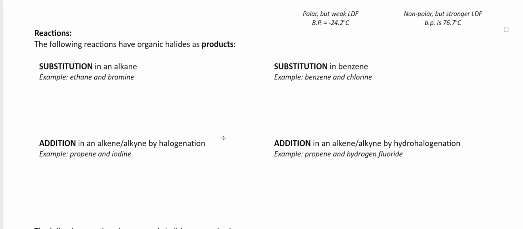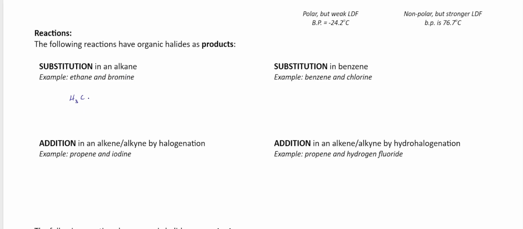Let's take a look at reactions. The following reactions have halides as products. So these would be called synthesis reactions, or like production or producing an organic halide, okay, or preparation reactions. So how do we prepare an organic halide? Well, let's look at substitution in an alkane. We've seen this before, ethane and bromine.